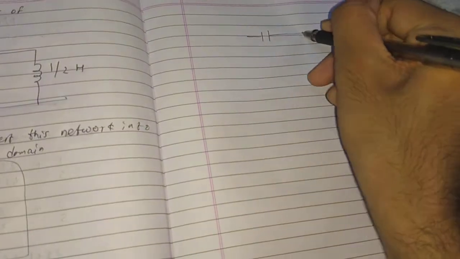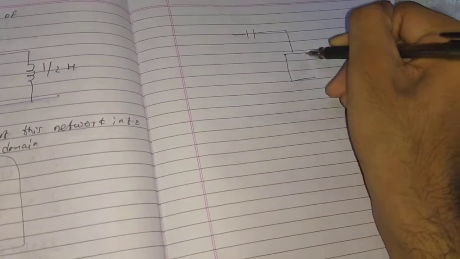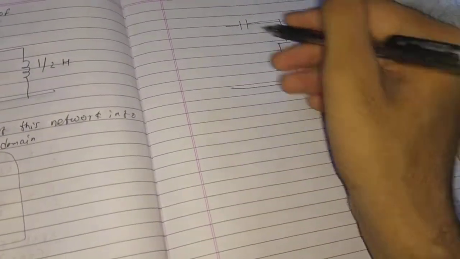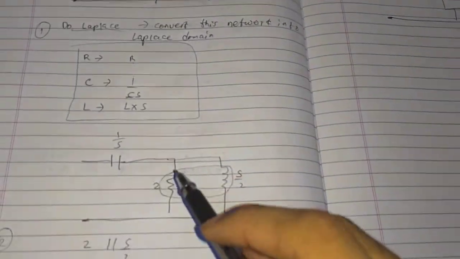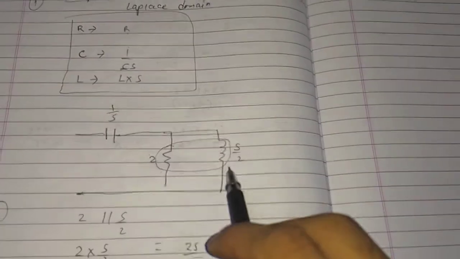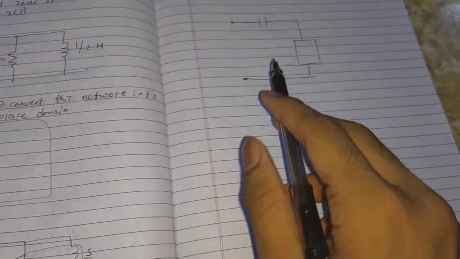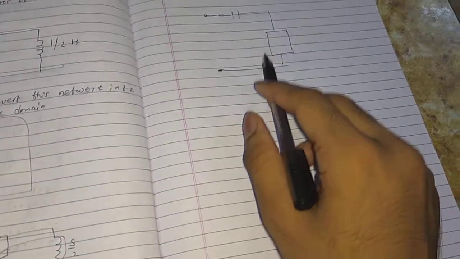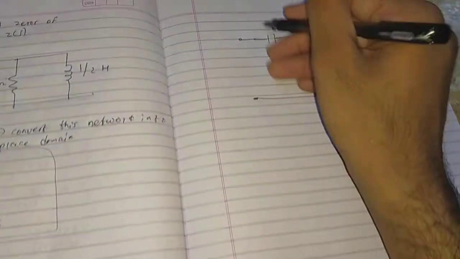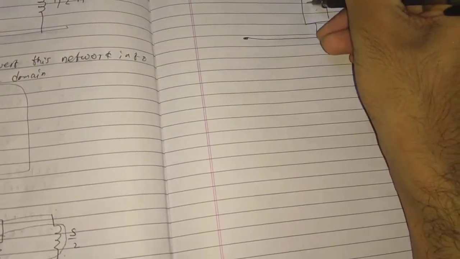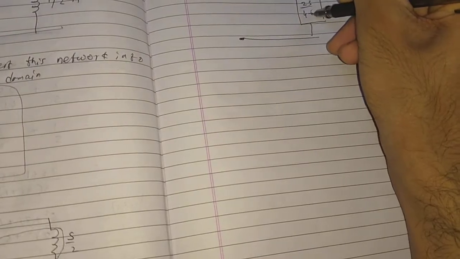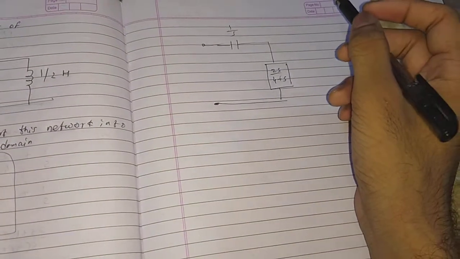You have your capacitor over here and I will draw an impedance box. Remember, an impedance box is drawn when you have two different components, resistor, inductor, or resistor, capacitor. You need to draw an impedance box. The value for the capacitor is 1 upon S, and the value of this impedance box, which I have calculated as 2S upon 4 plus S. We'll write 2S upon 4 plus S over here.